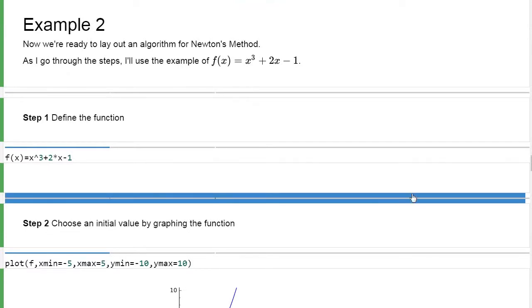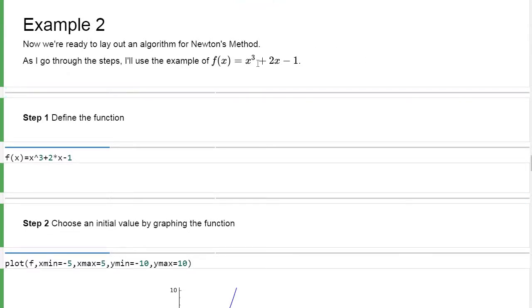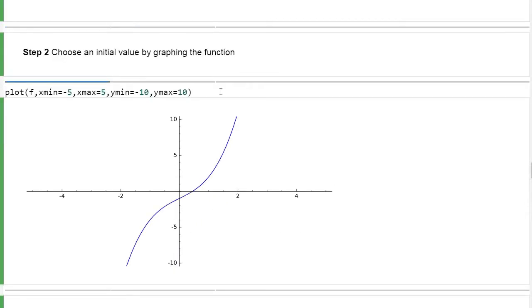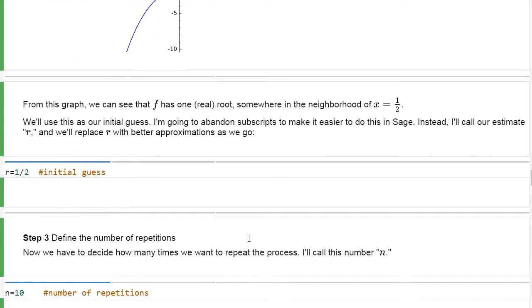Okay, so let's go ahead and lay it out on the computer. I'm going to use this as my example function, though you could use whatever function you like. So first off, I need to define the function in Sage, so there I define the function. Second, I need to choose an initial value, the x sub 0, place to start. I'm going to do that graphically. So I graph the function, and you might have to adjust your plot window depending on the function you're dealing with. So here I can see this is about a half. This is where it crosses the x-axis. So my initial guess is going to be x equals a half.